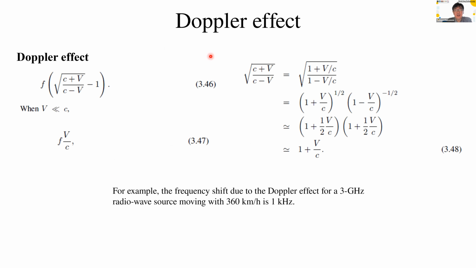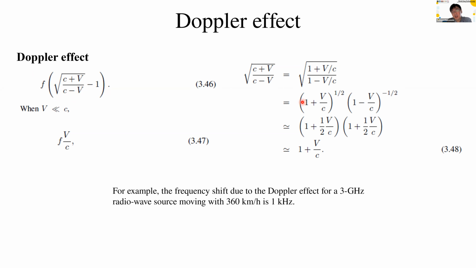Here I'd like to talk about the Doppler effect. It is well known: the frequency observed by a moving object will be shifted from the original one. If we use relativity, we can describe the Doppler effect by this equation. f is the original frequency, c is the speed of light, and v is the speed of the moving object. By using this equation, we can describe the frequency shift.